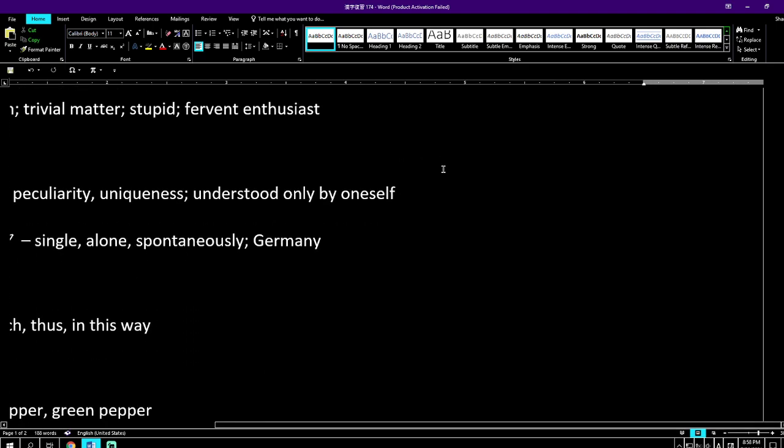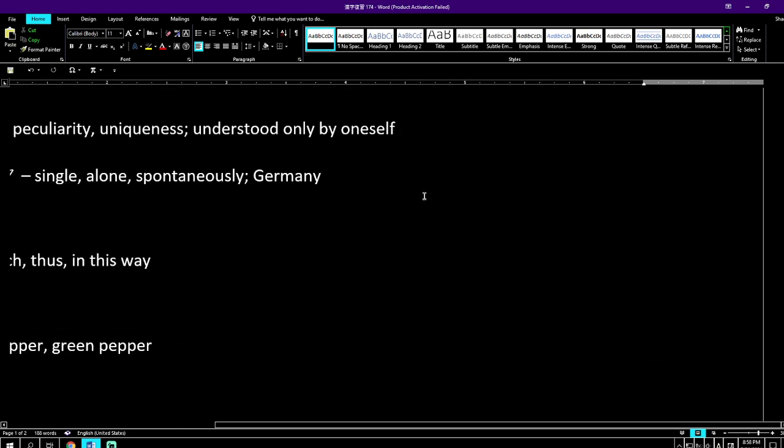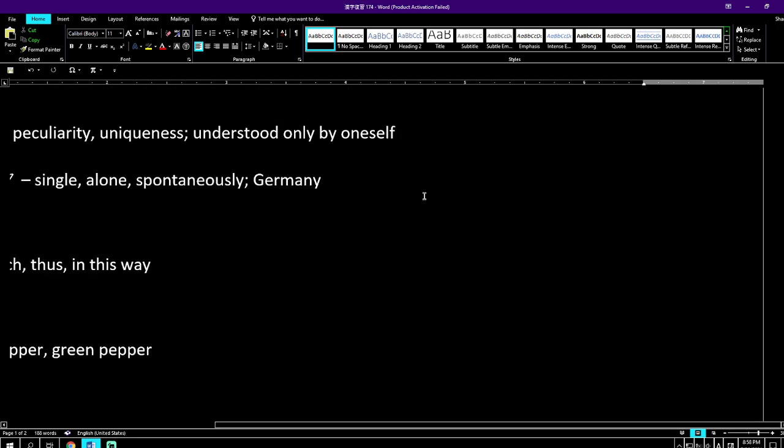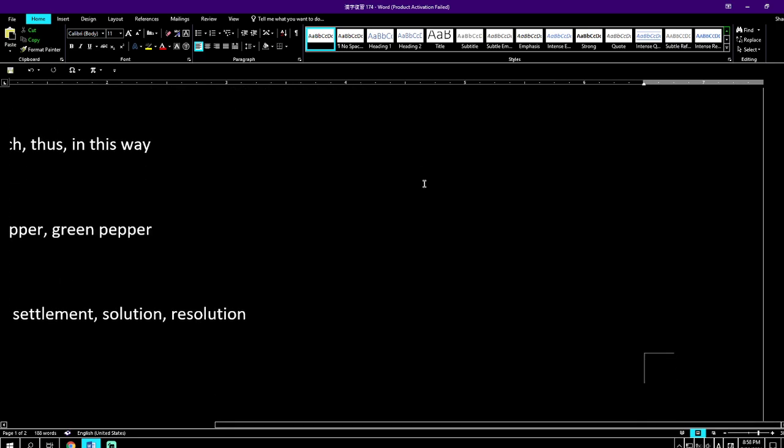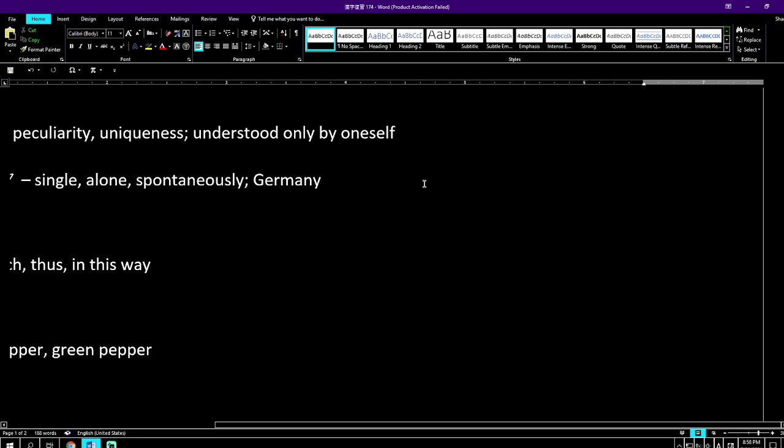Next, a peculiarity or a uniqueness or to be only understood by oneself is dokutoku. Dokutoku desu. Singular or spontaneous, as in your cat striking at a bug. Doku and toku for special. Dokutoku is uniqueness, peculiarity, or only understood by you. Thus, in this way, is kaku. Kaku desu. A pepper, a bell pepper or a green pepper is a piman.